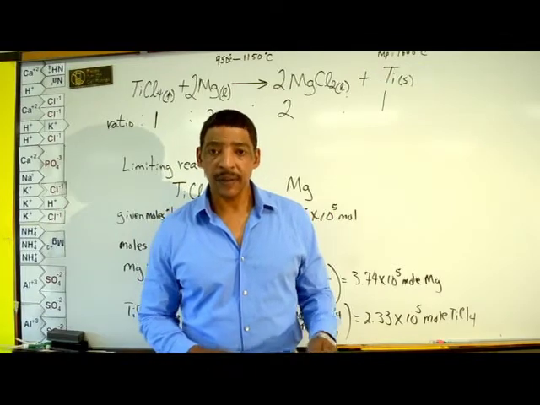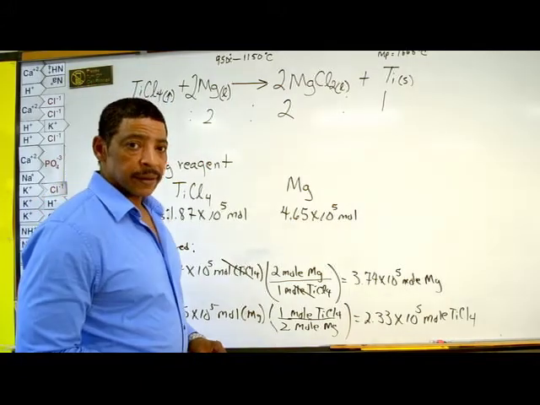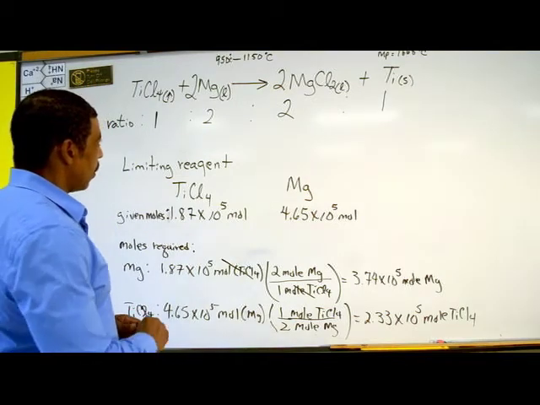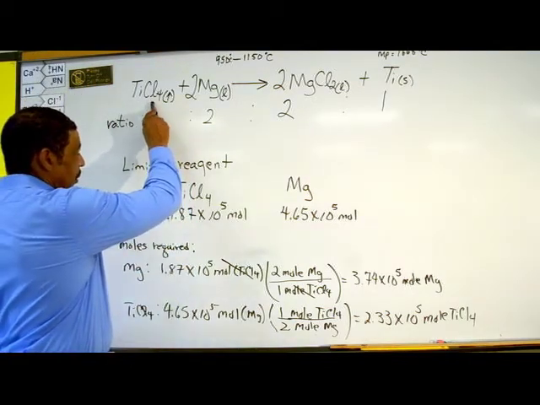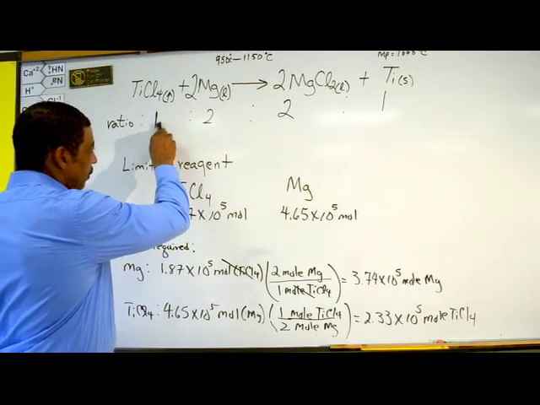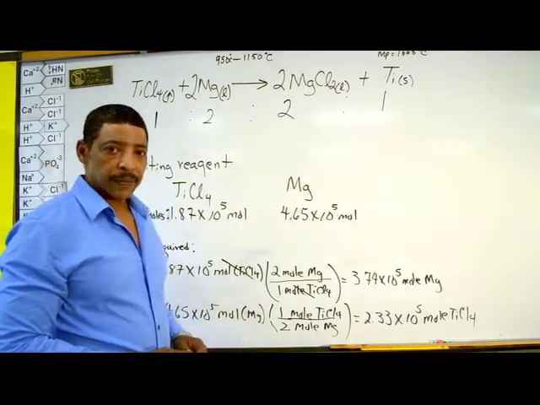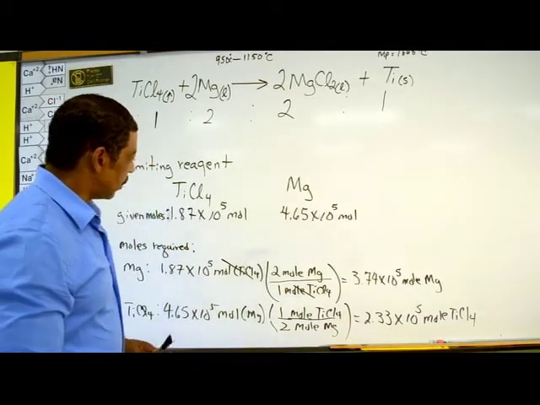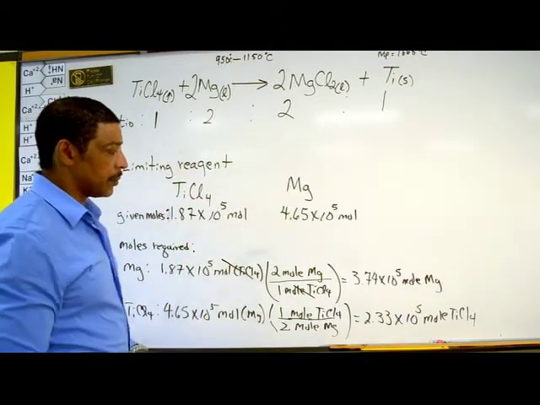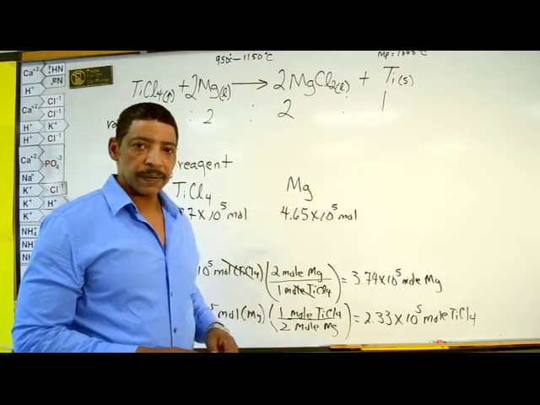Now that we've calculated the number of moles available for each reactant, it is possible to determine which reactant is indeed the limiting reagent. To do so, we must refer back to the molar ratio, where the molar ratio between titanium 4 chloride and magnesium is 1 to 2, which means that for every 1 mole of titanium 4 chloride consumed, 2 moles of magnesium are required. From the calculations, we know that 1.87 times 10 to the 5 mole of titanium 4 chloride is available, and 4.65 times 10 to the 5 mole of magnesium is available.